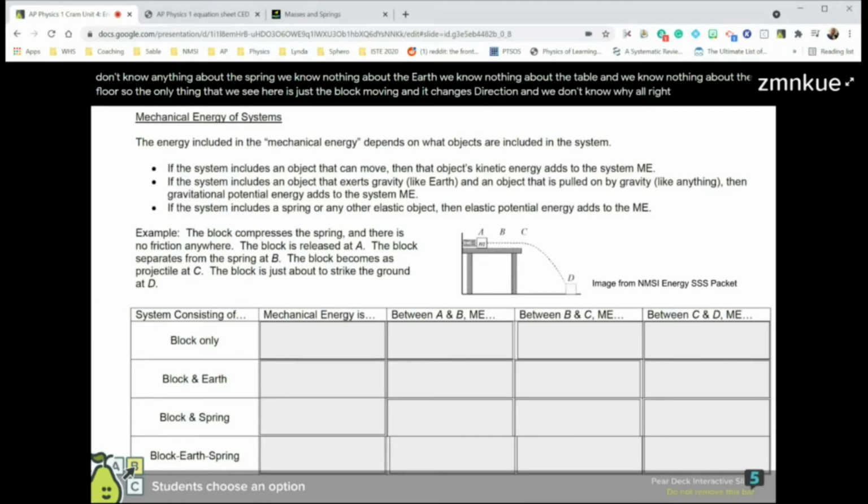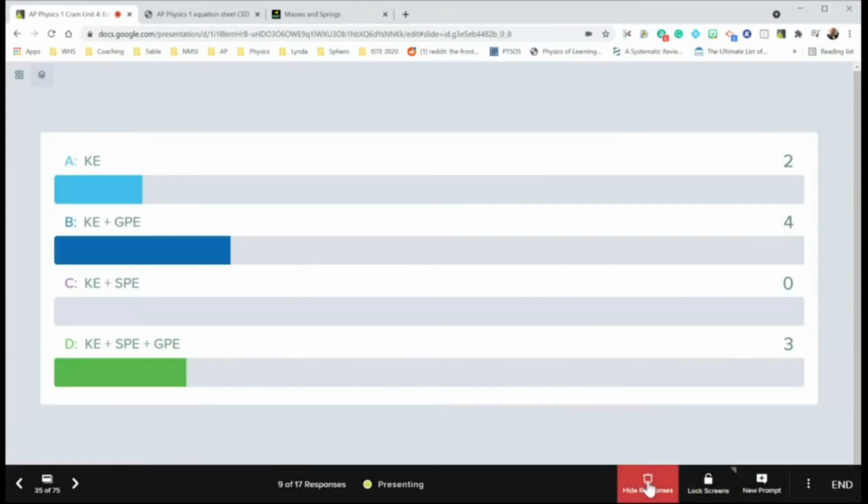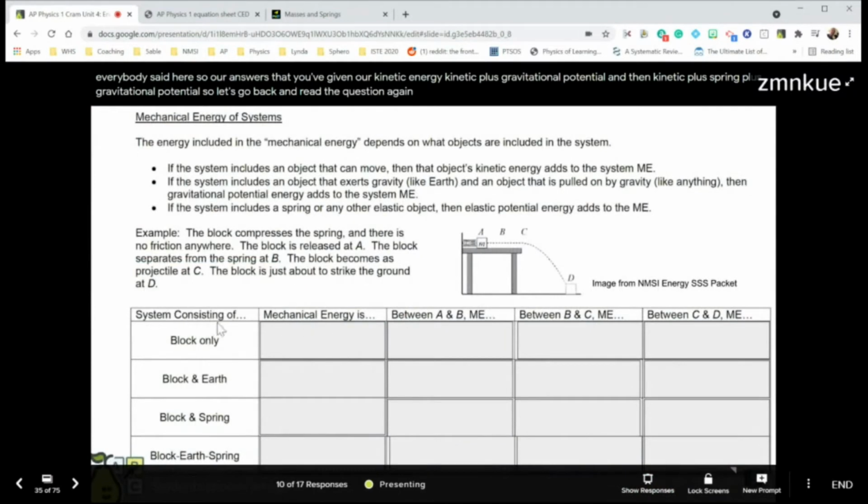All right, so let's see what everybody said. Your answers are kinetic energy, kinetic plus gravitational potential, and kinetic plus spring plus gravitational potential. Let's go back and read the question again. If the system is just the block, what is the mechanical energy? Notice that the earth is not there, and we don't consider the spring either. So the only thing the mechanical energy can be is just kinetic.